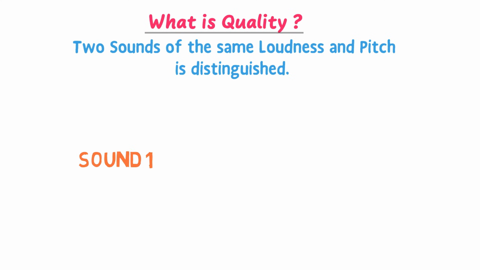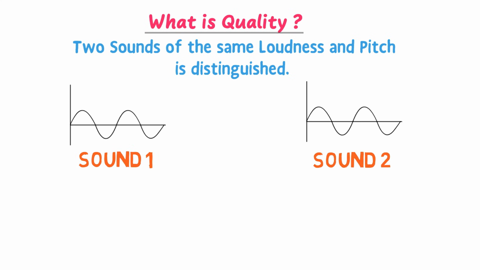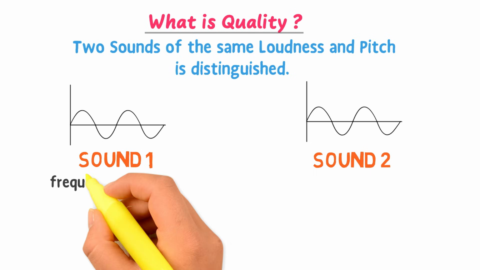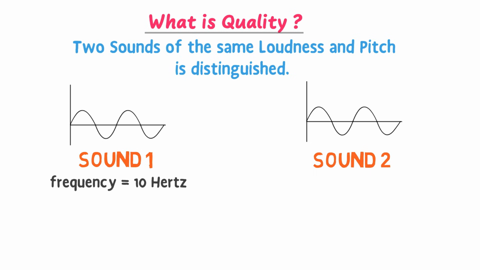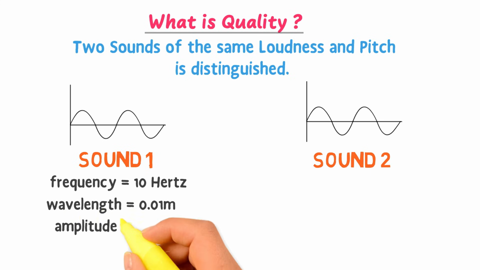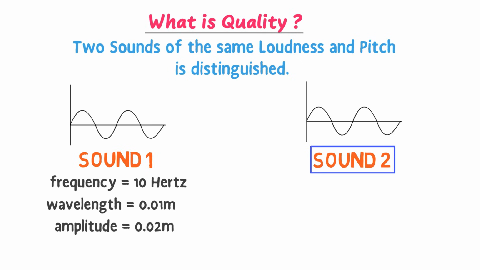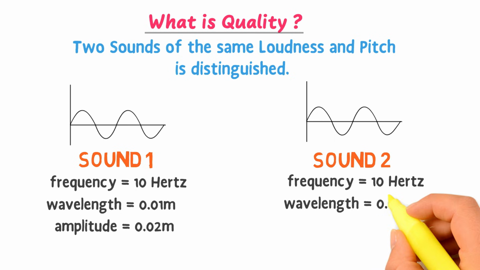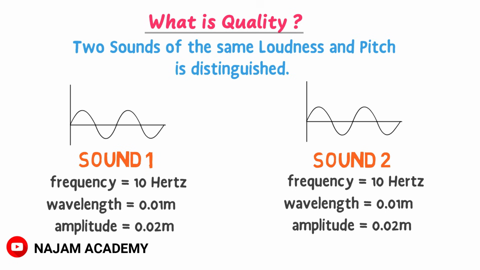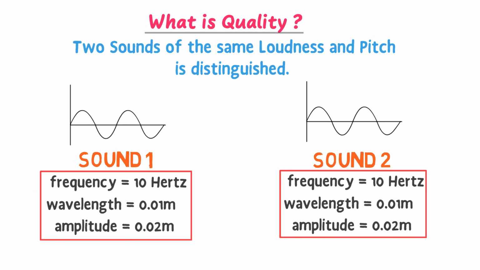For example, consider sound 1 and sound 2. Let sound 1 have frequency f equal to 10 Hz, wavelength equal to 0.01 meter and amplitude equal to 0.02 meter. Also sound 2 has frequency f equal to 10 Hz, wavelength equal to 0.01 meter and amplitude equal to 0.02 meter. It means that both sounds have the same frequency, same wavelength and same amplitude.